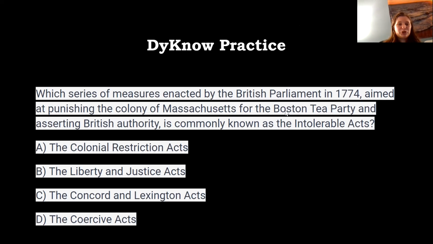Here's another multiple choice practice. Again, pause, read, choose your own choice so that you get some practice here. Which series of measures enacted by the British Parliament in 1774 aimed at punishing the colony of Massachusetts for the Boston Tea Party and asserting British authority is commonly known as the Intolerable Acts?